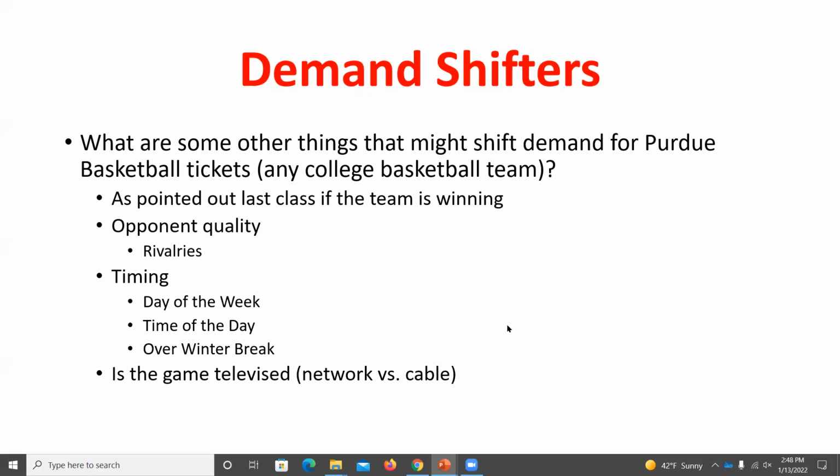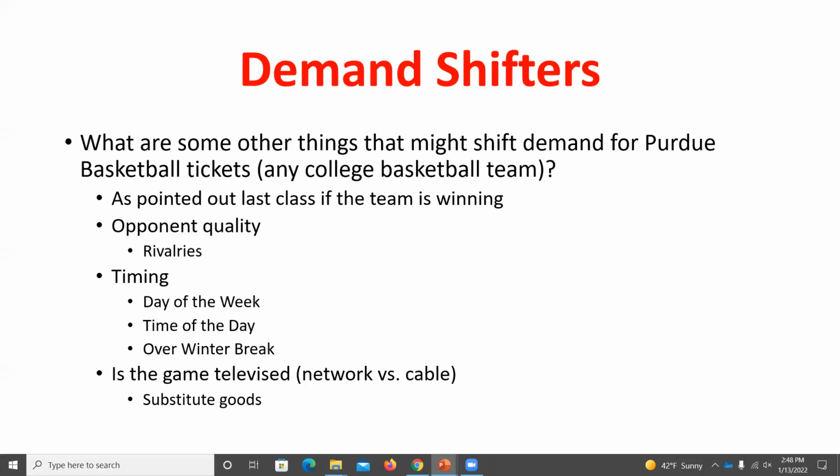And then whether or not the game is televised, right? A lot of times when a game is televised, you might see a lower number of tickets sold to the event itself. Because if I want to watch the game and it's not on television, I would have to attend the game. That's the only way I'm going to be able to watch it.